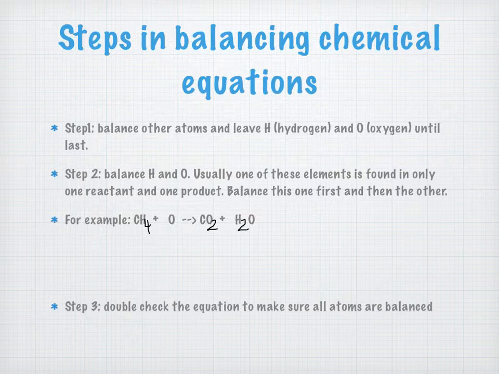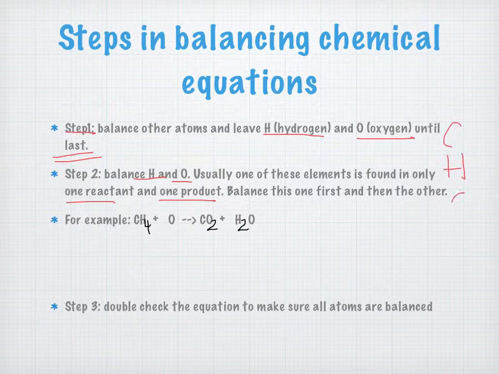Steps in balancing chemical equations. Step 1: Balance other atoms and leave hydrogen and oxygen until last. Step 2: Balance your hydrogen or your oxygen. Usually one of these elements is found only in one reactant and one product. In this case, that would be our hydrogen. Balance this one first and then the other. So I'm first going to balance my carbon, then my hydrogen, and then my oxygen, because as we can see, hydrogen is only in one reactant and one product.